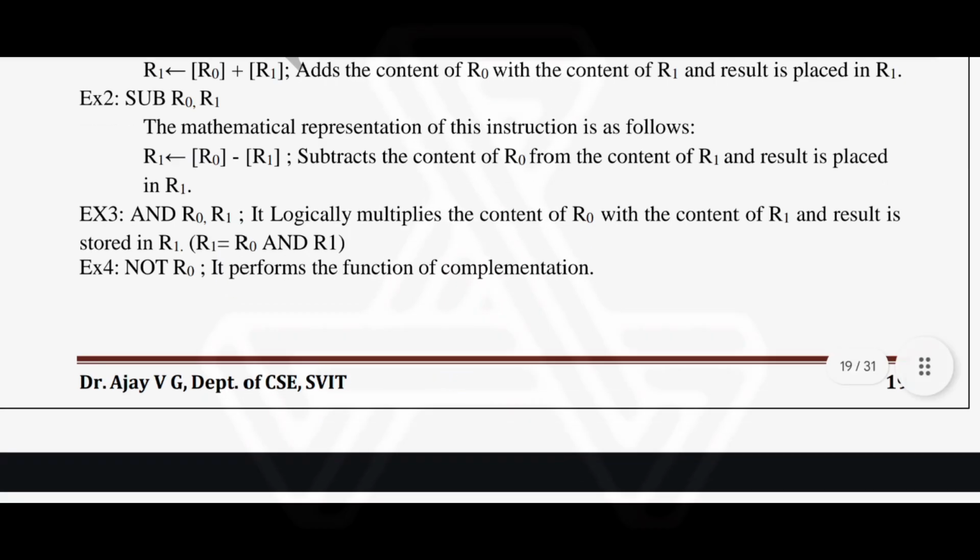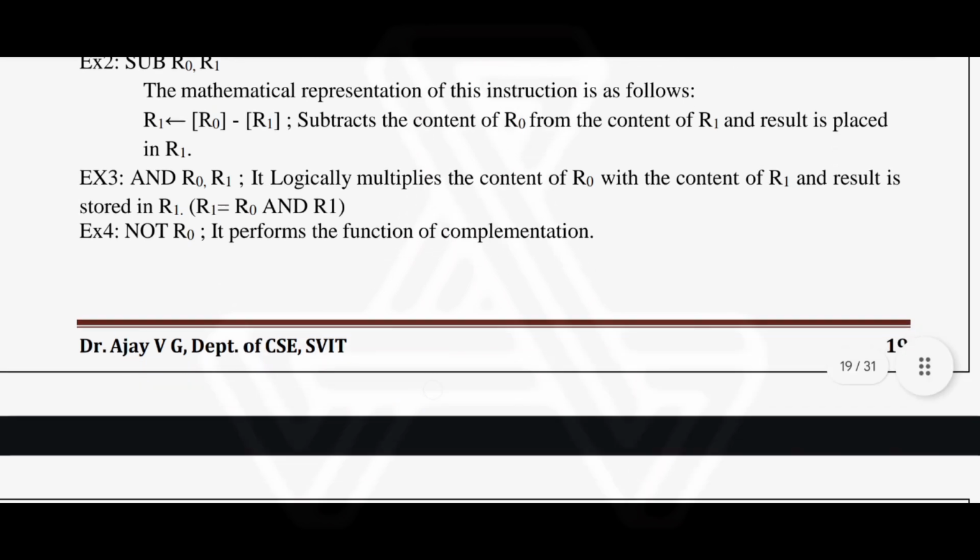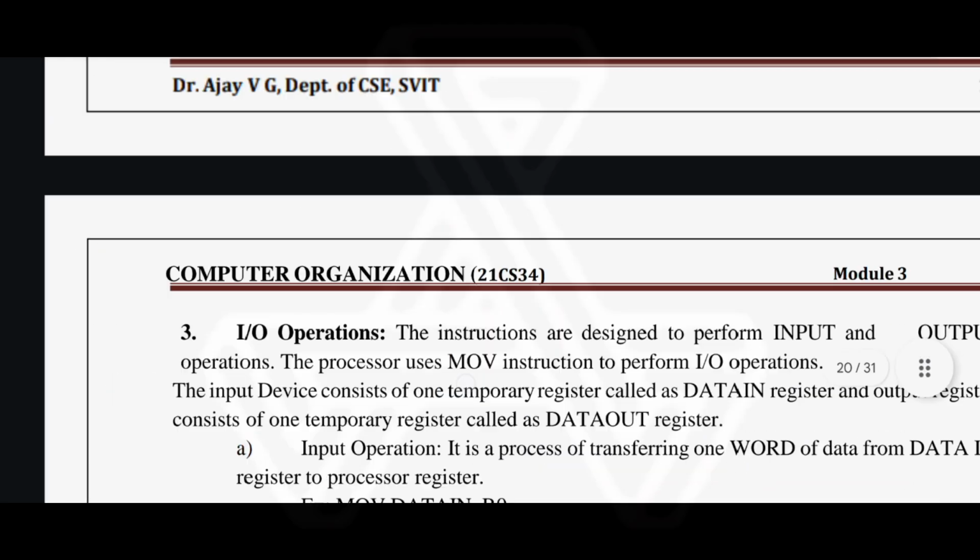AND R0, R1. It logically multiplies the contents of R0 with the contents of R1. The result is stored in R1. R1 is equal to R0 AND R1. There is also NOT R0, which performs the function of complementation.